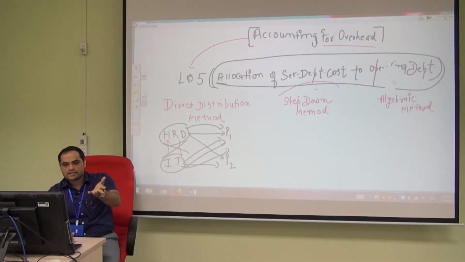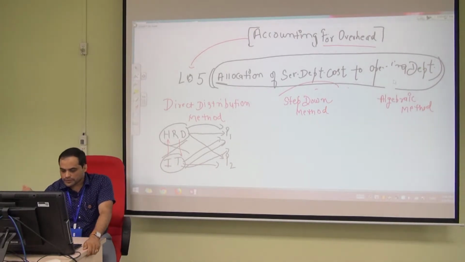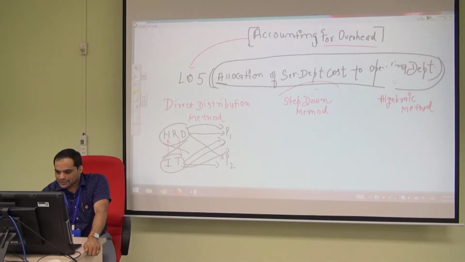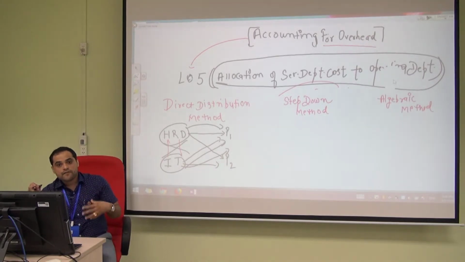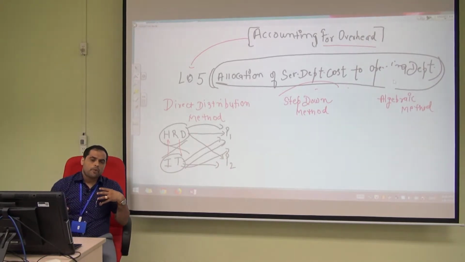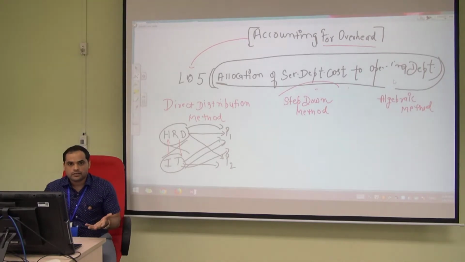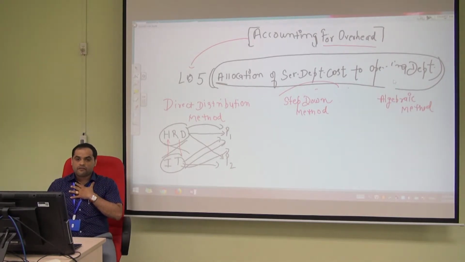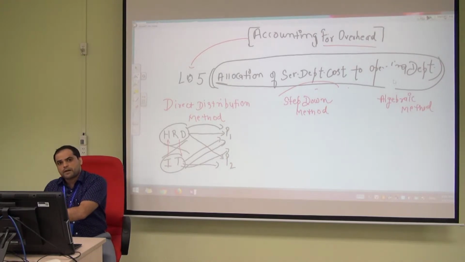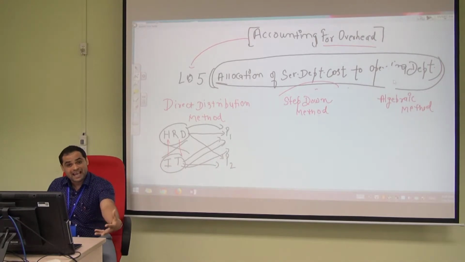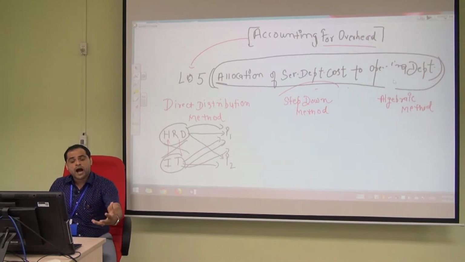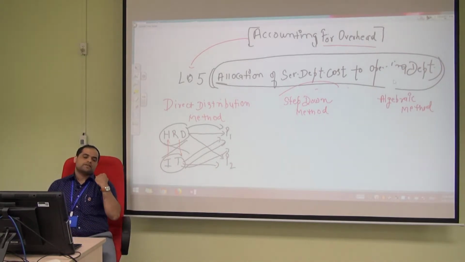Numerical examples are given in your lecture slide. All right. Next one is the step-down method. The step-down method is applicable when service is partially distributed. It means the service department, of course, provides services to the production department. When a service department also provides service to another service department, but the service is partially distributed, it means they are not taking service back from that service department.